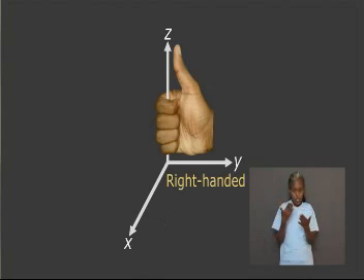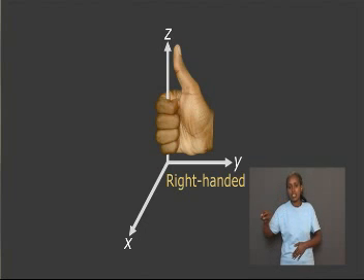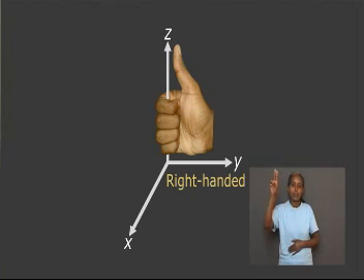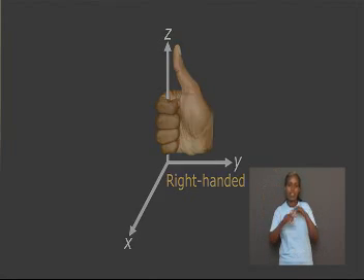Generally, the positive side of the x-axis is coming out toward you, students. The positive y-axis goes to the right, and the positive z-axis goes up. Just like in physics, we can use the right-hand rule to remember this.